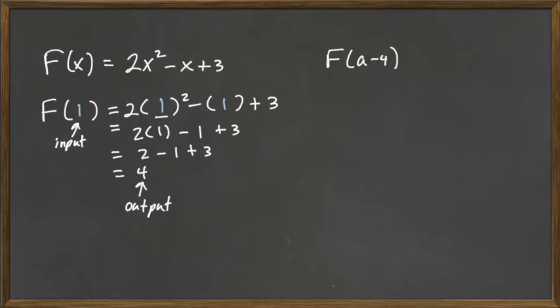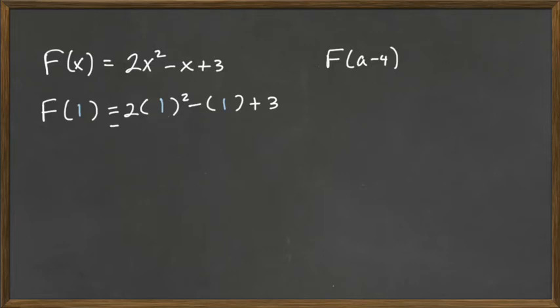All right, so now we're going to do the same thing. I'm going to go ahead and erase what I just did here. There we go. So what if I want to find f of a minus 4? Each of these x's becomes an a minus 4, just like I did with the 1 when I plugged in 1. All right, so now it's just a question of, can you simplify this?